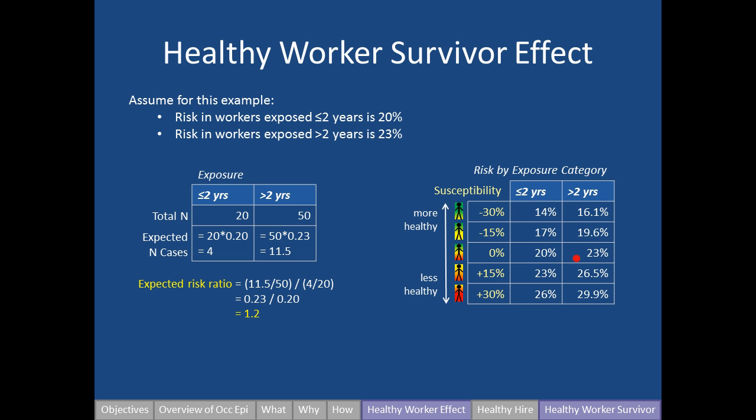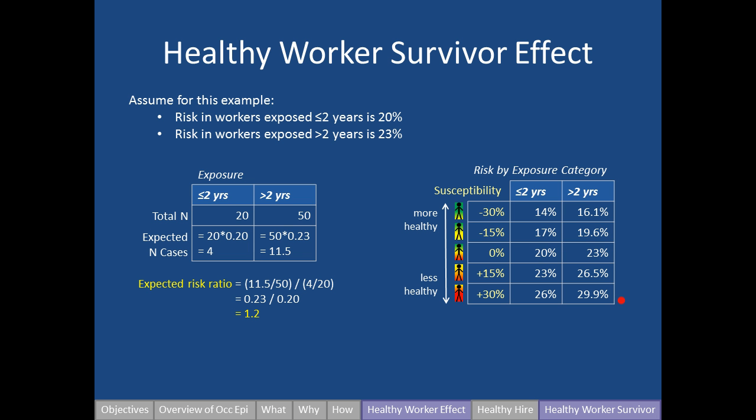The same thing for your high exposed group. Here's your 23% for everyone on average. But if you are the healthier people, you actually only have about 16%. And if you are less healthy, you have almost about 30%.